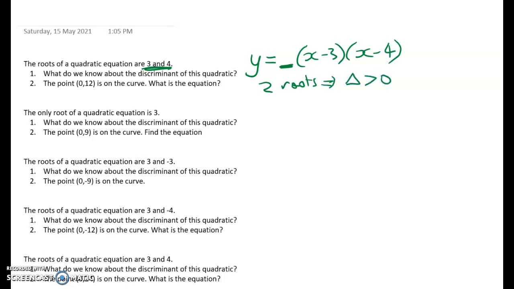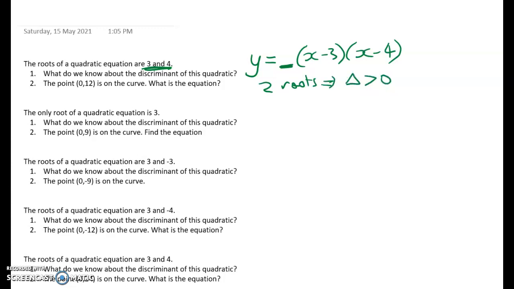And the questions are all really similar on purpose. So the roots of a quadratic equation are 3 and 4. That means that we know that y is equal to something times (x minus 3) times (x minus 4), but we don't know the scale factor yet. So what do I know about the discriminant of this quadratic? Well, I know that it's got two roots, so the discriminant must be positive.